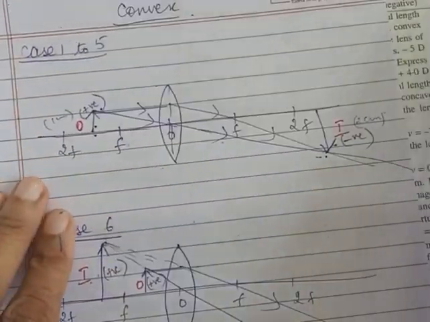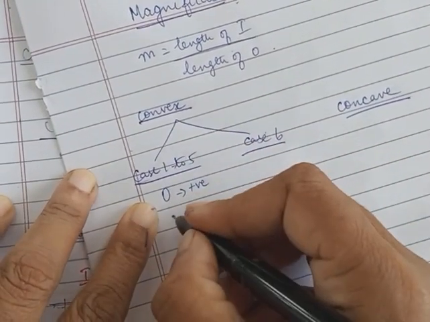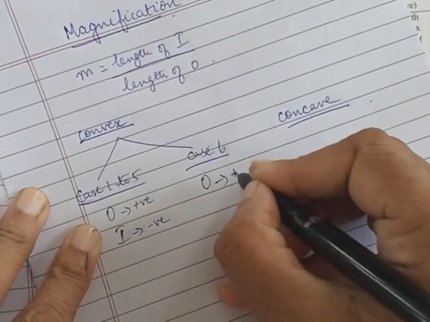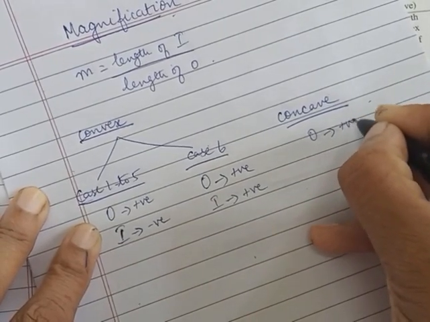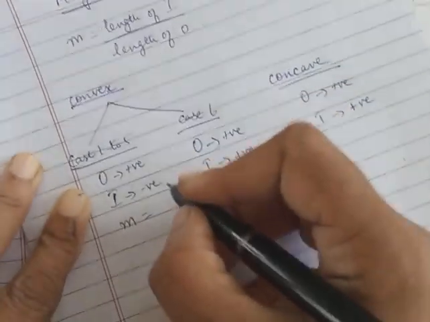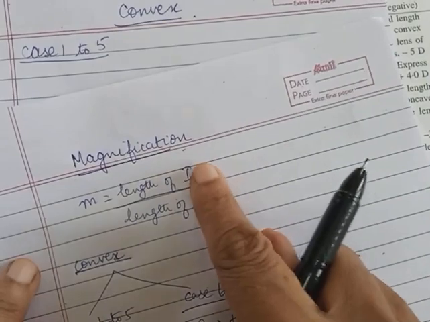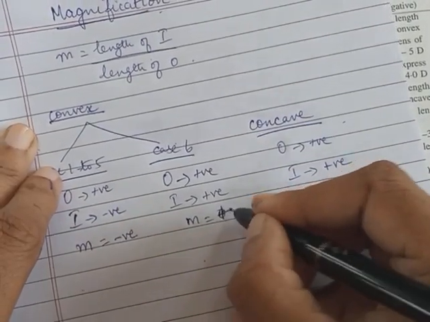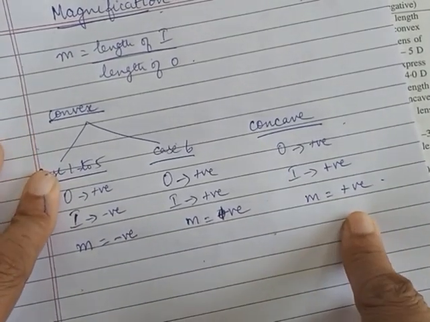Now in convex case 1 to 5, O is positive, I is negative. O is positive, I is also positive. O is positive, I is also positive. So what about magnification? In this case it will be negative. In this case it will be positive because it is I upon O. So both are positive means this will be positive, and this will also be positive.